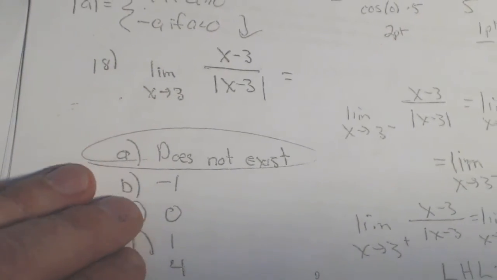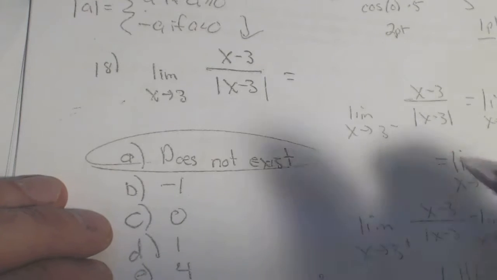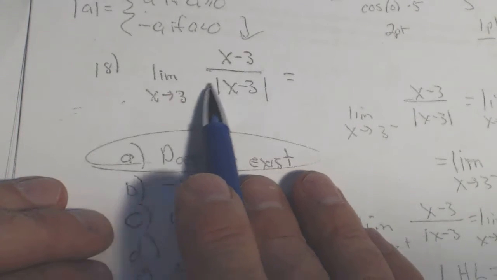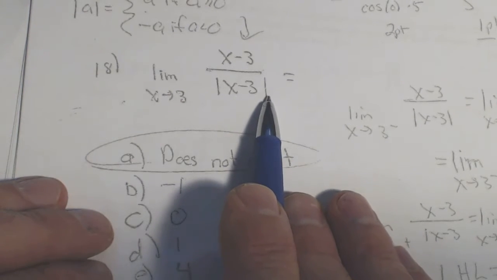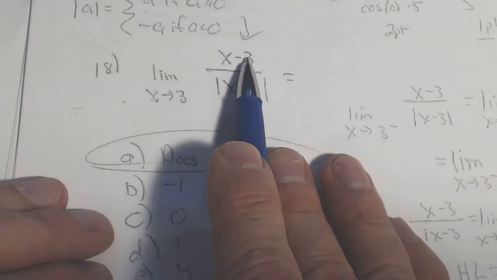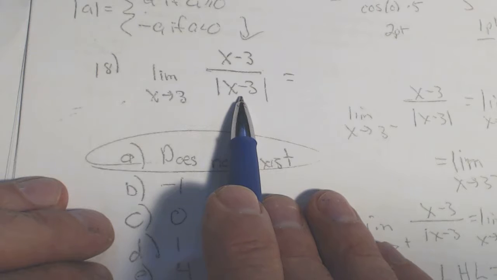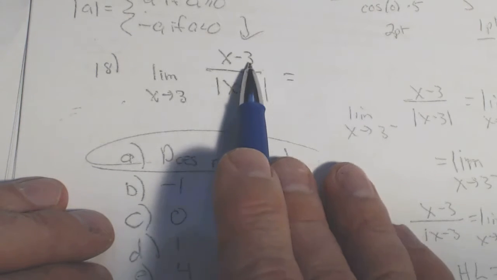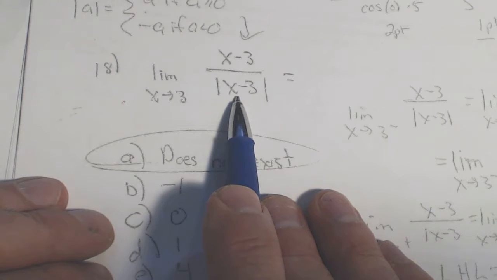On this little limit, we've got the limit as x approaches 3. And I had to put that absolute value bar in there. I forgot that, sorry. Of x minus 3 over absolute value of x minus 3. Well, you think about this guy for a second. Remember that absolute value in the denominator is coming to a sharp point. We're going to have a problem here.